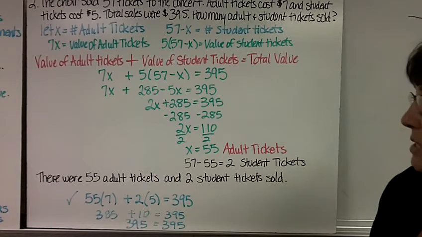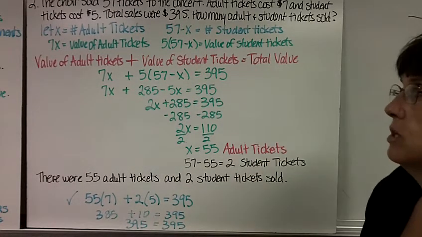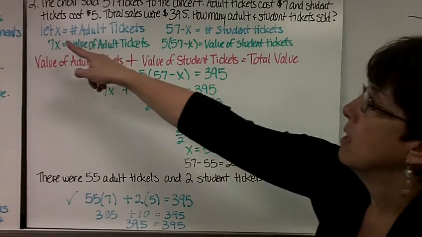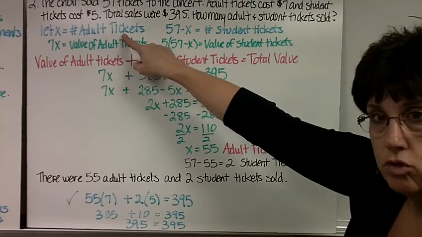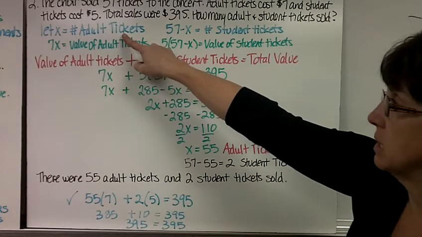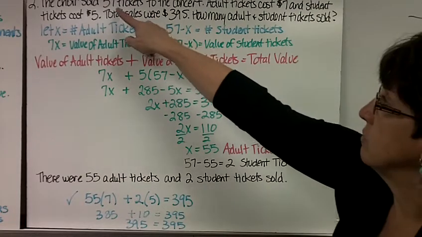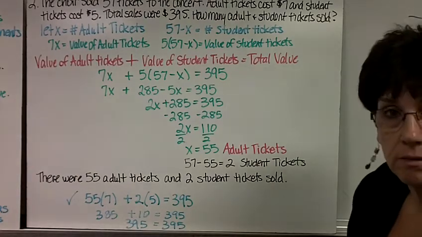Let's set up our let statements again. Now these I wrote across, and that's how I normally do it because I'm not telling you why to pick this and why to pick that. Let x equal the number of adult tickets. Remember, we always choose the one that's more expensive. It just makes it a little bit easier. And now the total minus x, so the total is 57. 57 minus x is the number of student tickets.